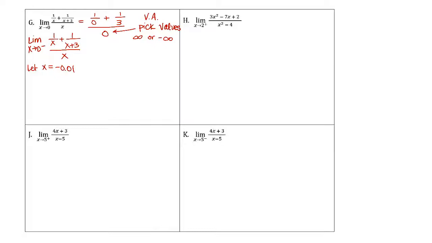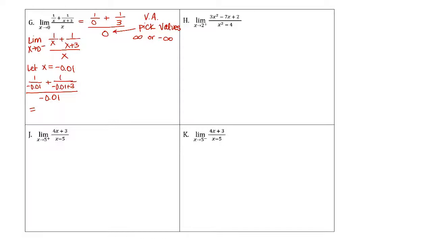So if I substitute in, I'm going to have 1 over negative 0.01 plus 1 over negative 0.01 plus 3. And then that is all over negative 0.01. So let's see if we get a positive or a negative in that. Okay, so let's see.